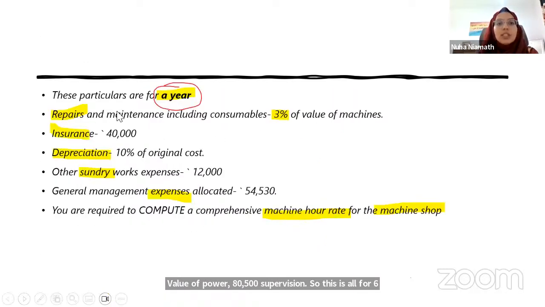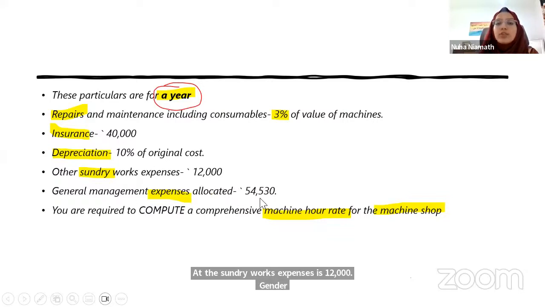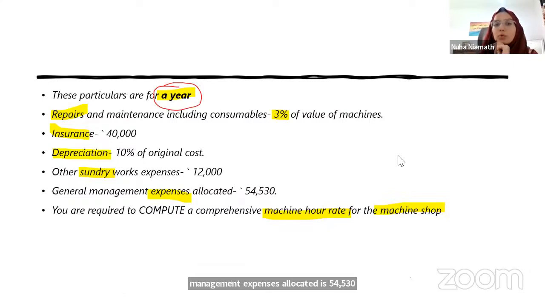Okay. Then these particulars are for a year. Repairs and maintenance, including consumables, is 3% of the value of machine. So this is for a year. Insurance 40,000, depreciation 10% of the original cost. Other sundry works expenses is 12,000 rupees. General management expenses allocated is 54,530. You are required to compute a comprehensive machine hour rate for the machine shop.